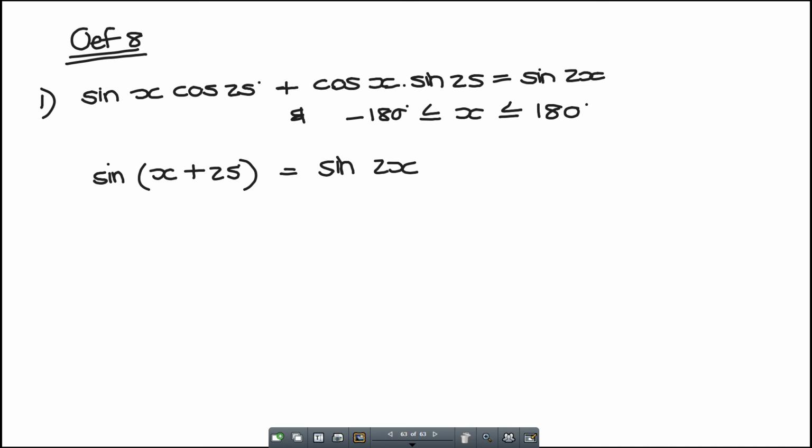Okay, so dan gaan ek sê my a reference hoekie is dan nou net 2x, nee? Sin kan jy sien is positief, sin is positive, nee? And that happens in quadrant 1 and 2. So in quadrant 1 kan jy gaan sê x plus 25 is gelyk aan 2x plus n times 360.